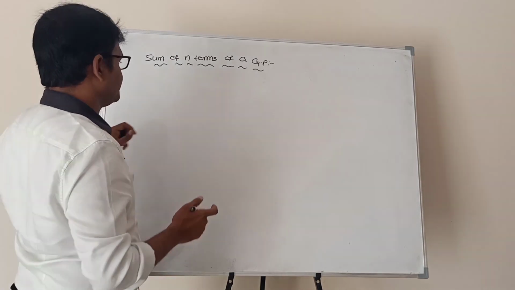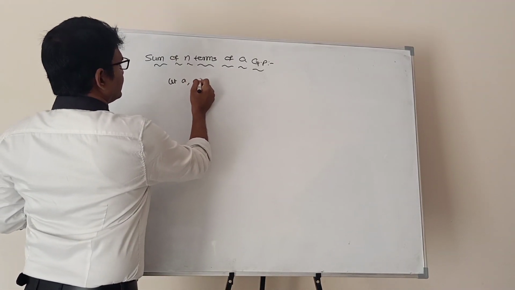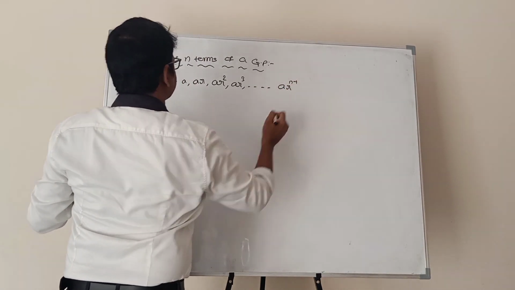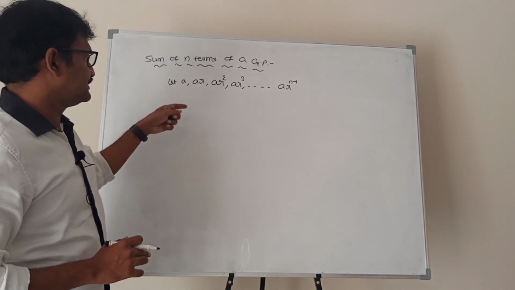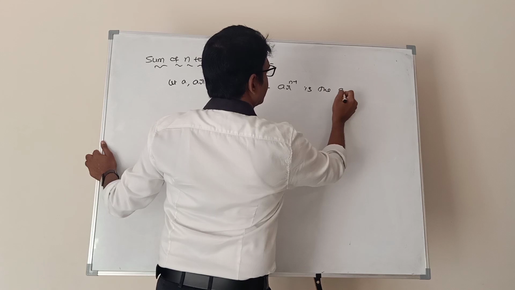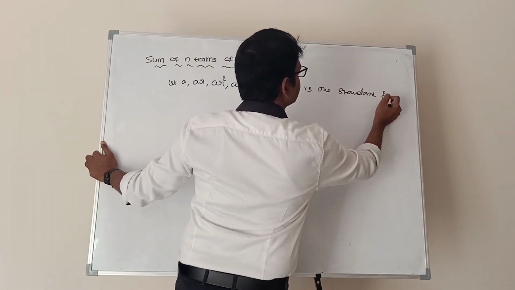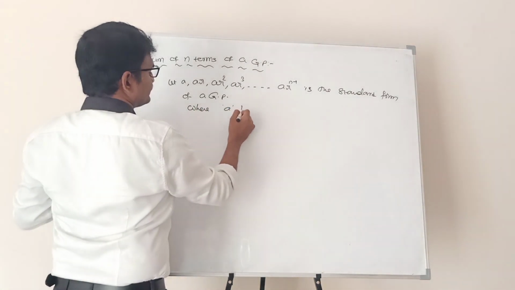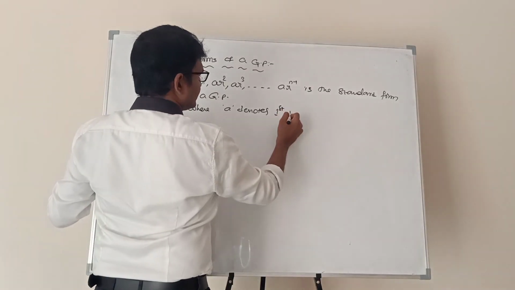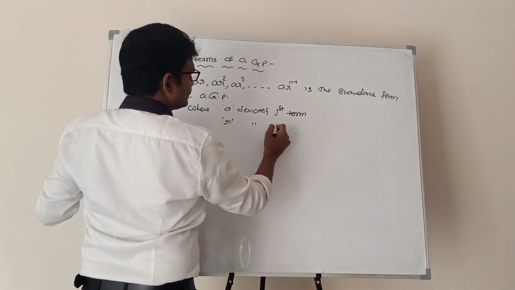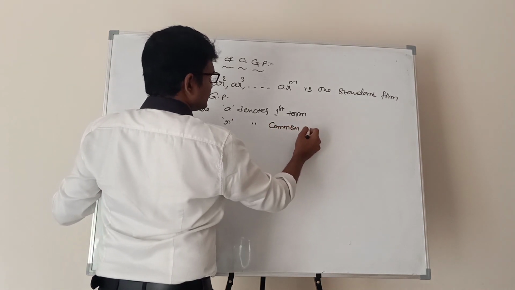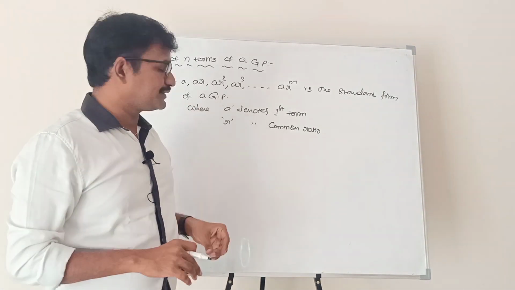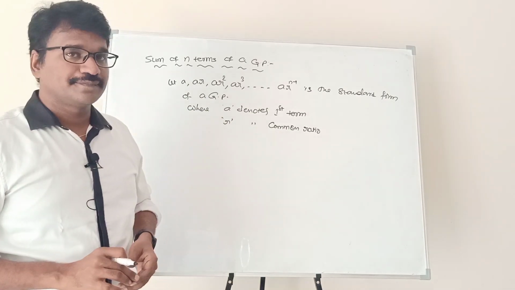Sum of n terms of a GP. Let A, AR, AR square, AR cube, so on, AR power n minus 1 be the standard form of a GP, where A denotes the first term and R denotes the common ratio.